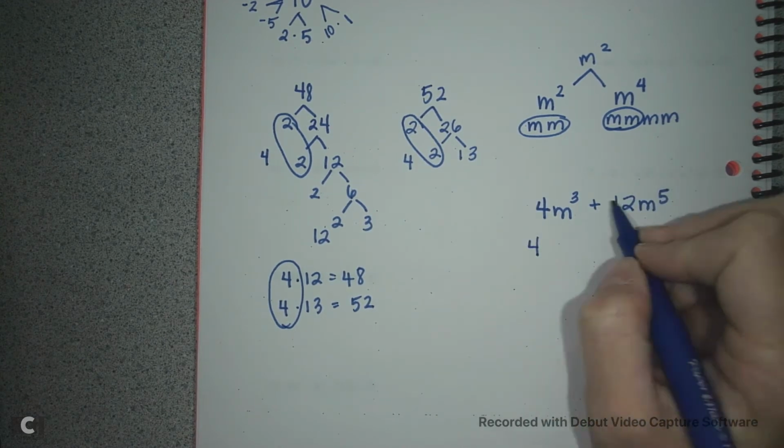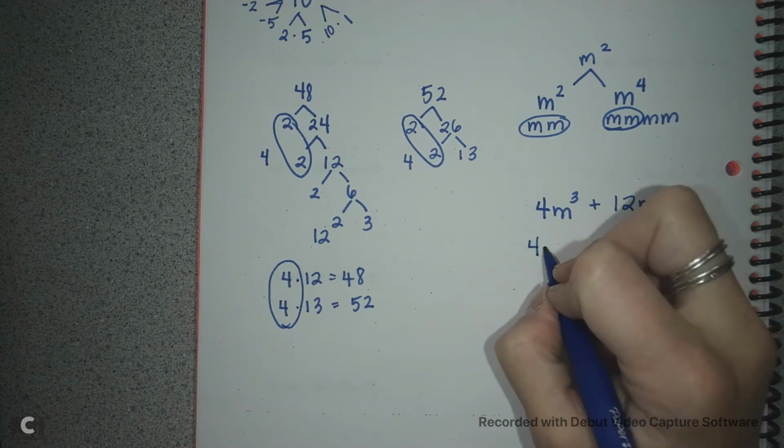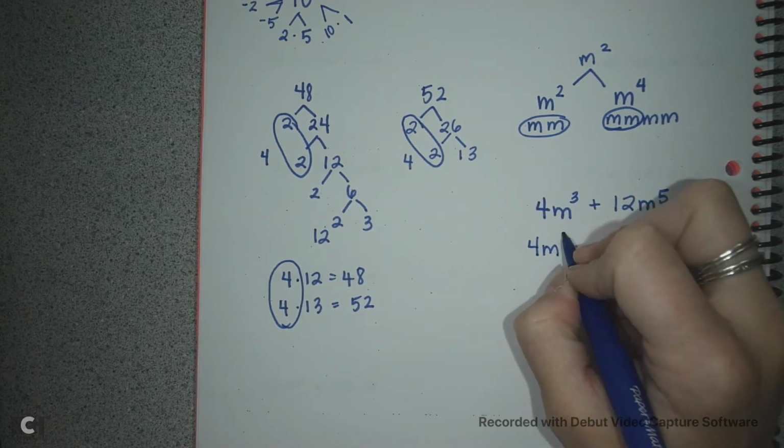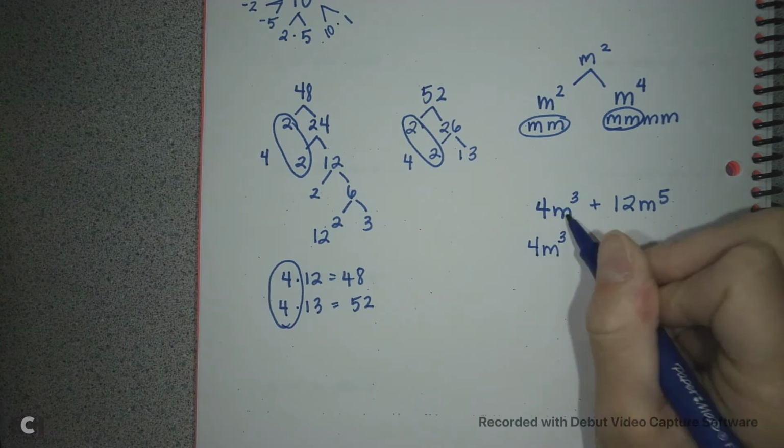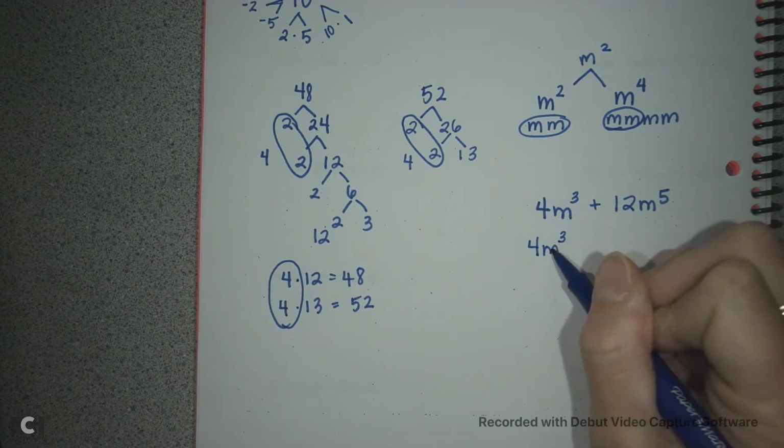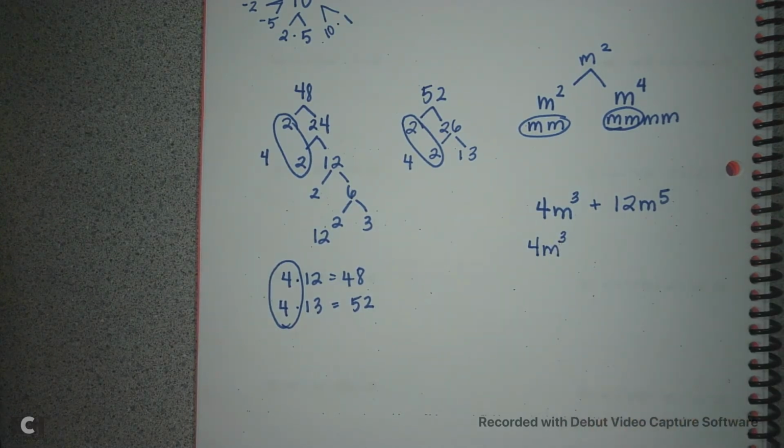Then I look at my m's. Well, I have a 3 and a 5, so the biggest amount of m's that can come out is a 3. So the greatest common factor between these two numbers is 4m cubed. Now this is what we do with it.